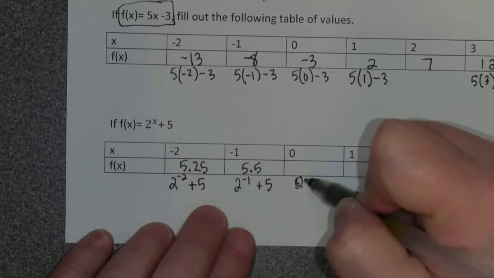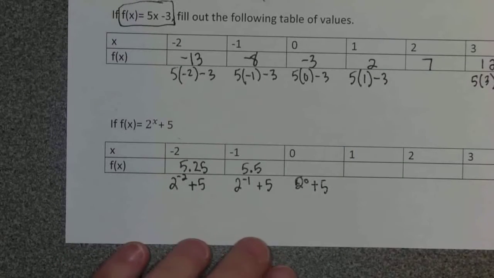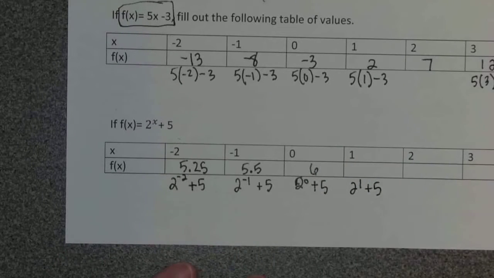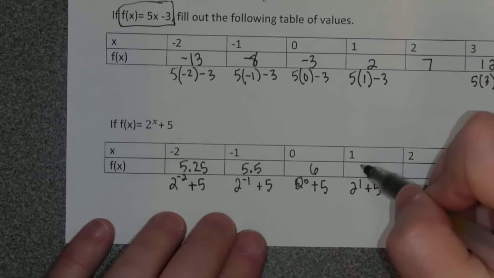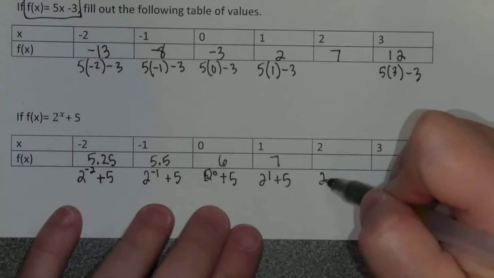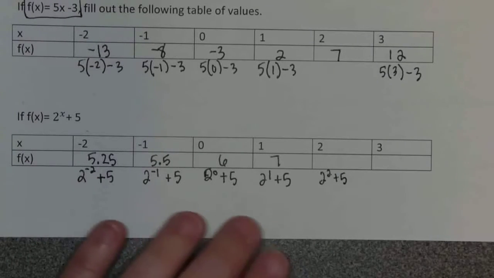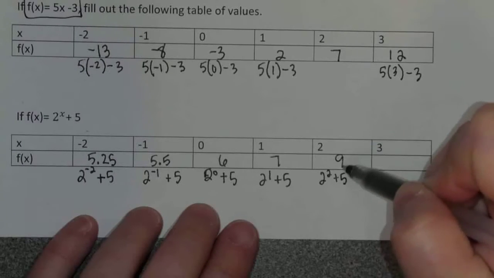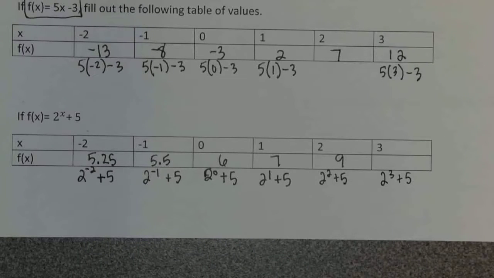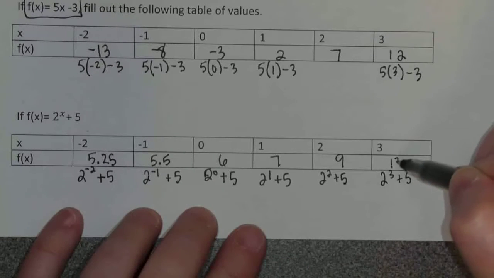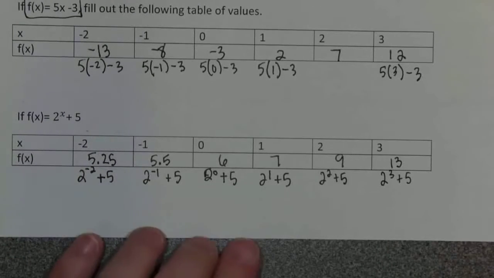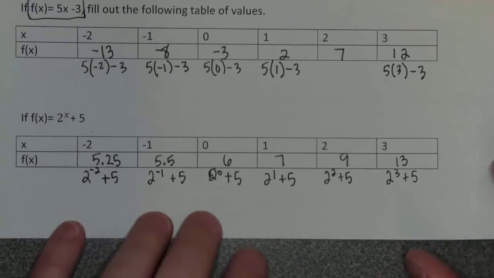All right. 2 to the 0 plus 5. 6. Good. 2 to the 1 plus 5. 7. No pattern yet here to notice, is there? So you have to keep going. 2 to the 2nd plus 5. 9. And 2 to the 3rd plus 5. 13. Okay. So sometimes there's not a pattern that's visible in your table when you're filling them out. And we'll talk about some of these things a little bit later.